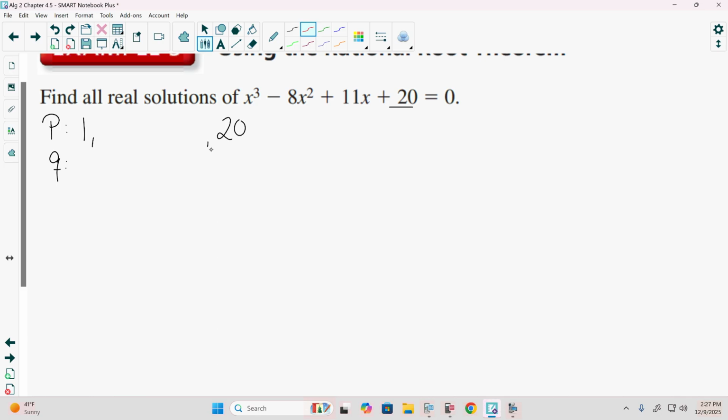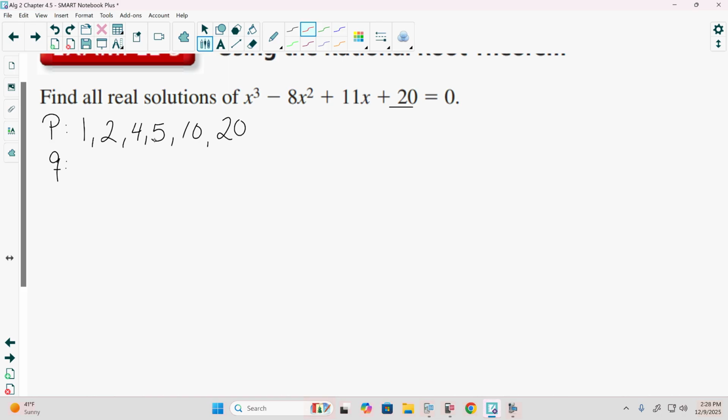We're wanting to find the numbers that multiply together to give us 20. Well, we will have 1 and 20. We will also have 2 and 10, 4 and 5. So all the numbers that multiply together to give us 20 are 1 and 20, 2 and 10, 4 and 5. Questions on how we found this so far?